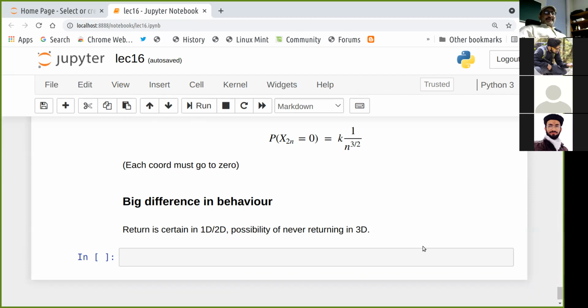All right. So that was our very simple discussion about random walks and how you might implement them in Python.